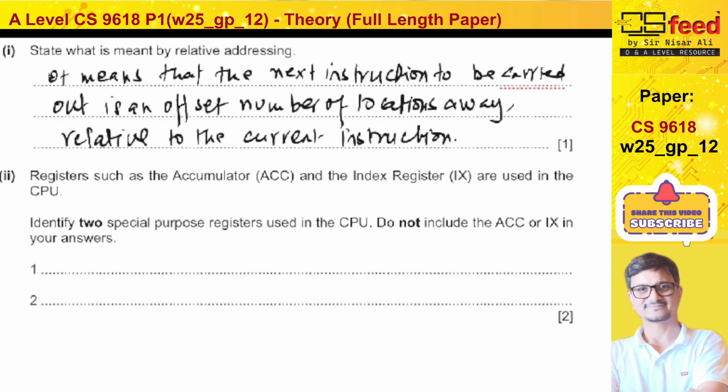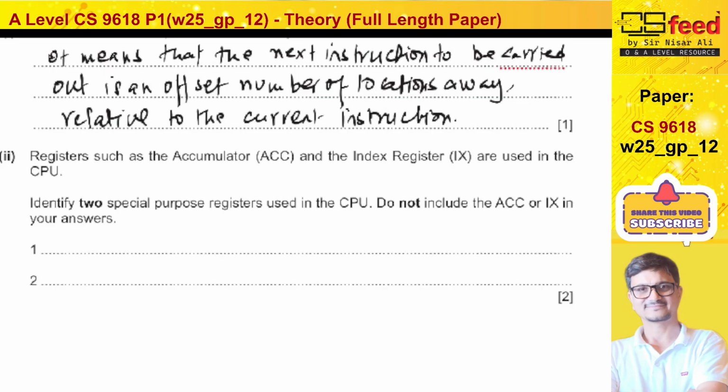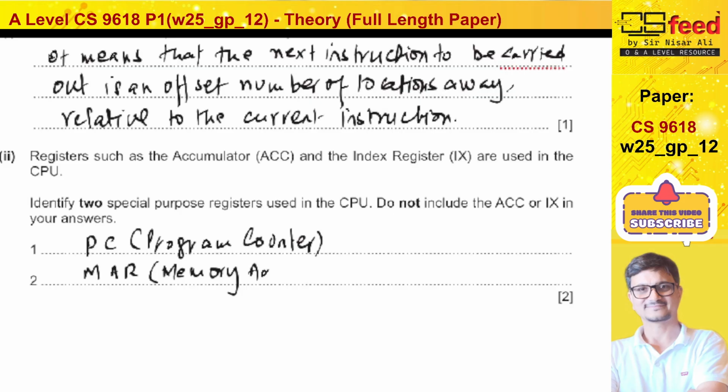Registers such as the accumulator and the index registers are used in the CPU. Identify two special purpose registers used in the CPU. Do not include the accumulator or the IX in your answer. So other than the accumulator and IX, there are many others you can write, such as the program counter or the MAR. MAR is the memory address register. All right.